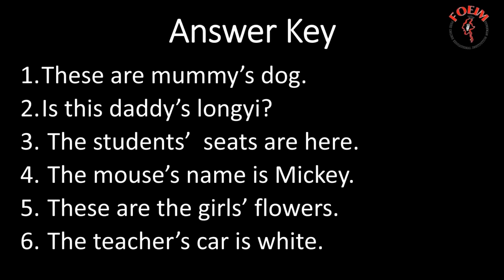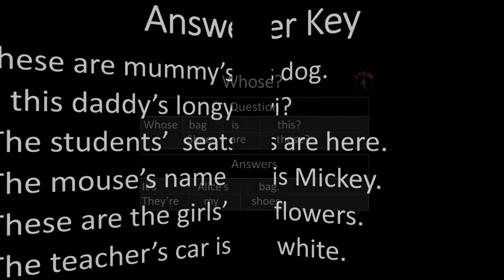So, check your answers. Number 1, these are Mummy's bag. Number 2, this is Dick's daddy's laundry. Number 3, the students' seats are here. Number 4, the mouse's name is Mickey. Number 5, these are the girl's flowers. Number 6, the teacher's car is white.